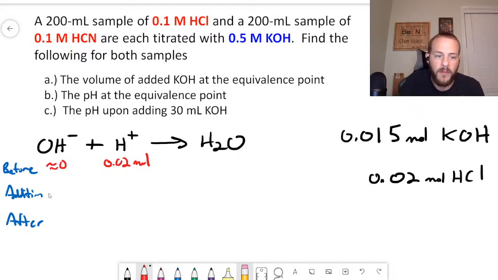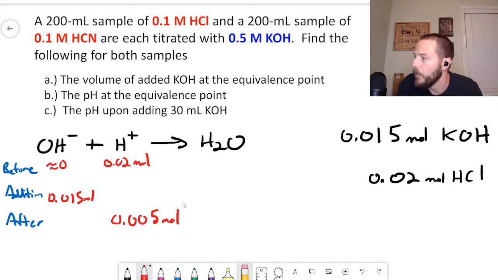For the addition, what are we adding? We're adding 0.015 moles of hydroxide ion. And what happens after the addition? The H+ is going to neutralize all of the hydroxide ion, because there's more of it. It's a battle of who's got more moles, hydroxide or H+. So this 0.015 moles of hydroxide is going to take 0.015 moles of H+ with it to make water, and there's still going to be some H+ left behind. So it's 0.02 minus 0.015, and after the addition, when all that's done, you're going to have 0.005 moles of H+.